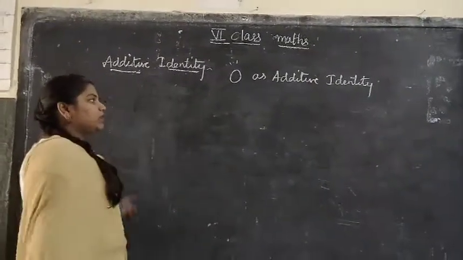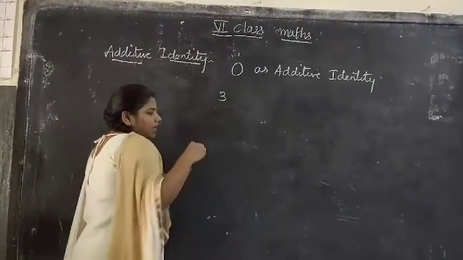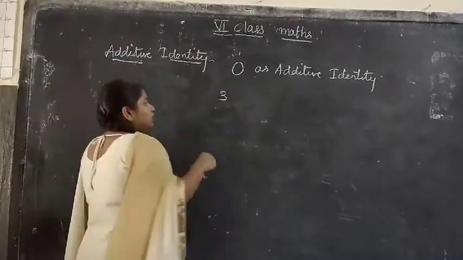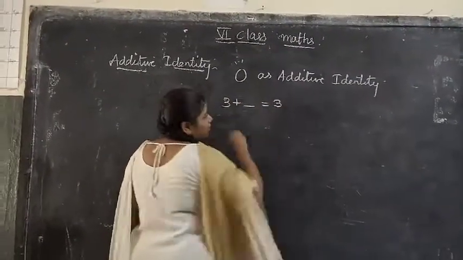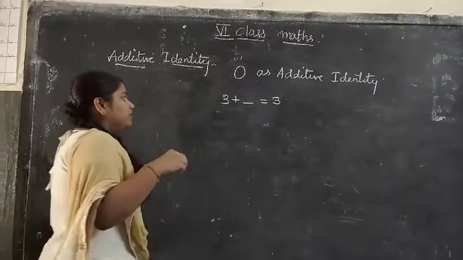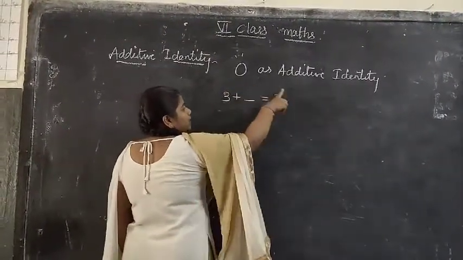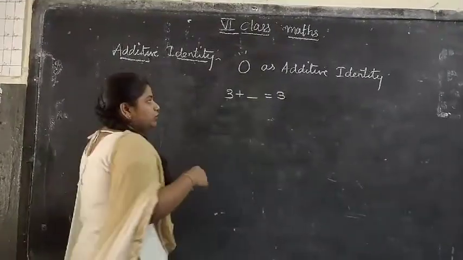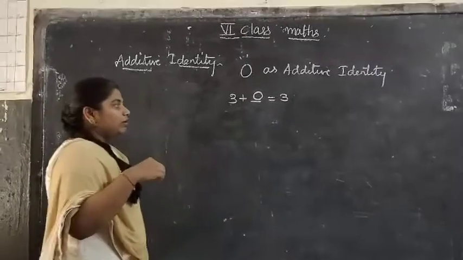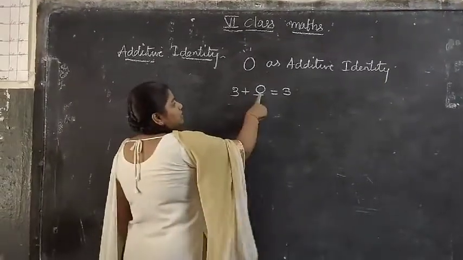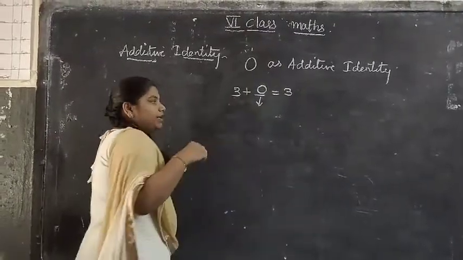Why will we call 0 the additive identity? Suppose I am taking any whole number, say 3. For this 3, how much will you add to get the same number again? Which number will you add here? 0. So 3 plus 0 will be equal to 3. So we will call this 0 the additive identity.